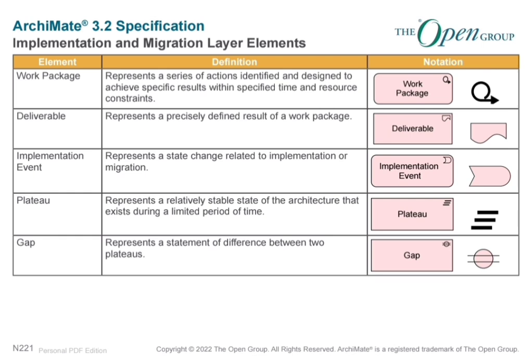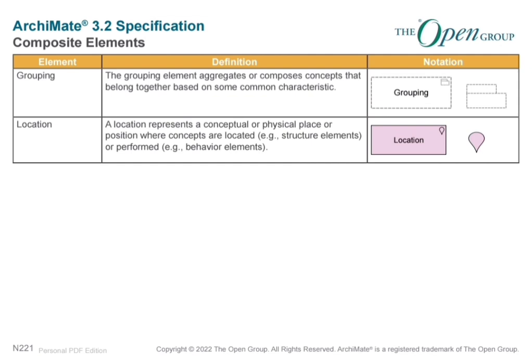Exactly. It connects all those static architectural descriptions we've been talking about to the dynamic process of actually making changes happen. The cards also quickly mention composite elements like grouping and location. Right. Grouping is just a way to, well, group elements together on a diagram for convenience. It doesn't add semantic meaning, just organization. Location represents a place, conceptual or physical. Helps add spatial context. Useful for keeping diagrams readable. Definitely.